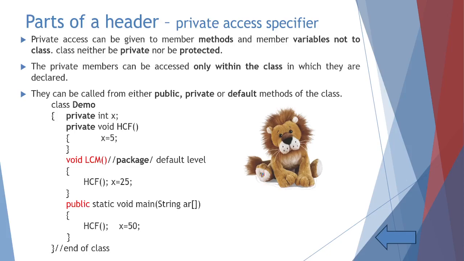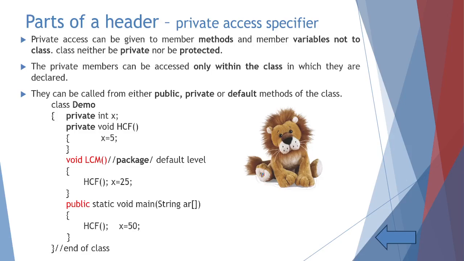So, private, public, we know. Void LCM is having neither private nor public, which is package level. We will see that in the next slide also. But what we said is, these private members can be used either in public or in private or in default.